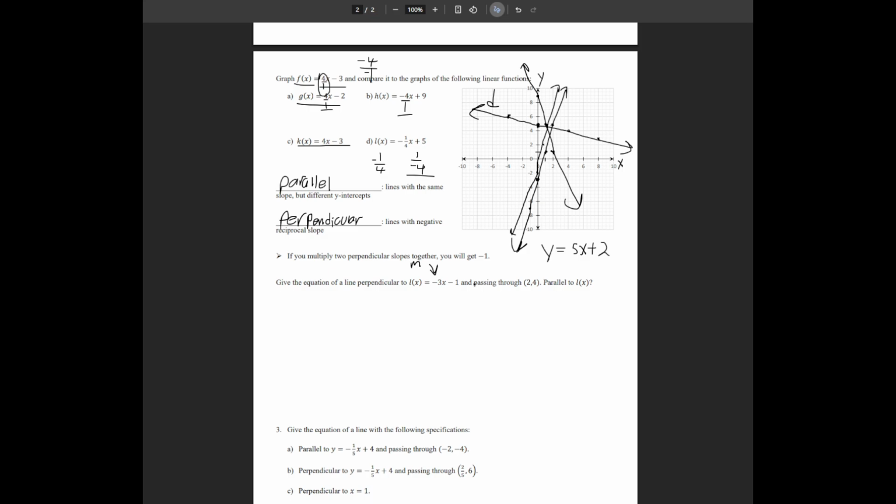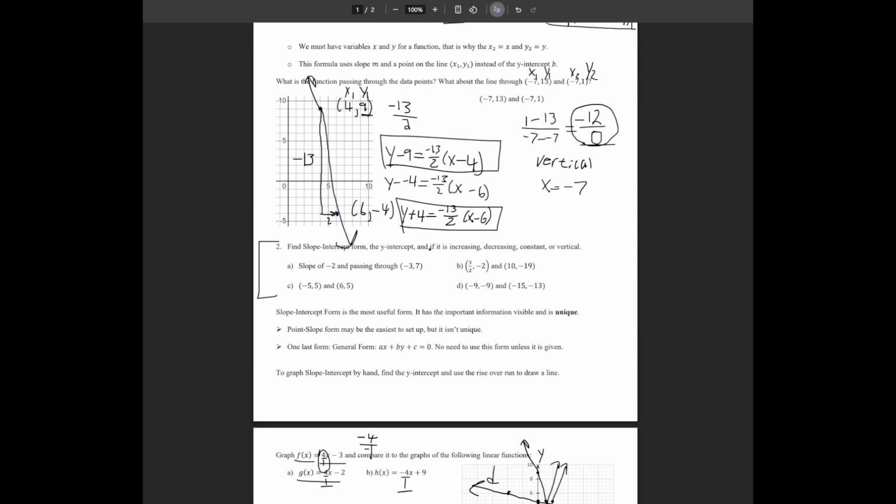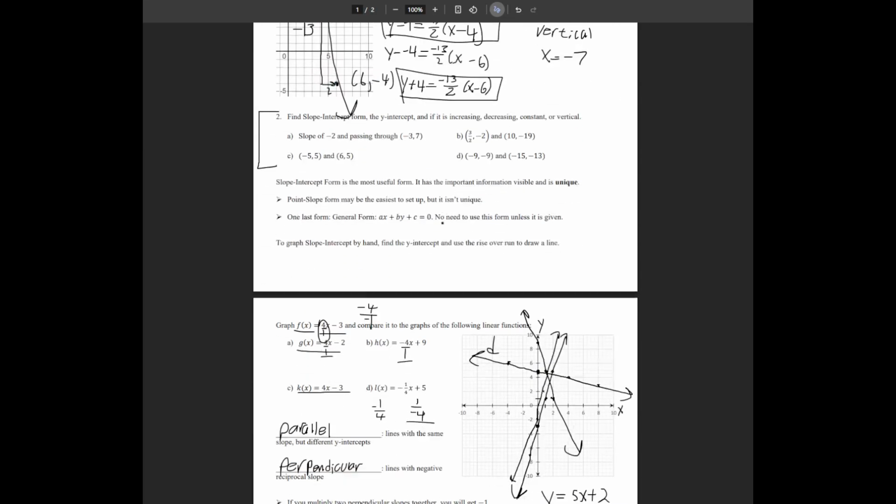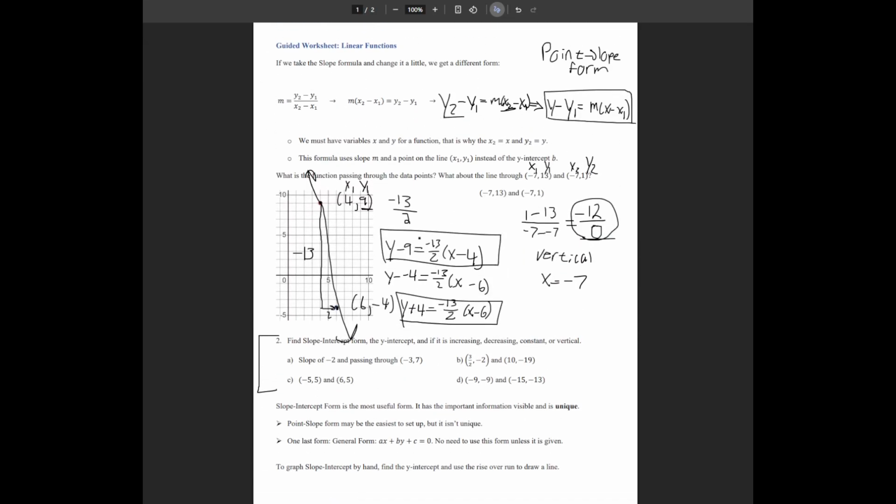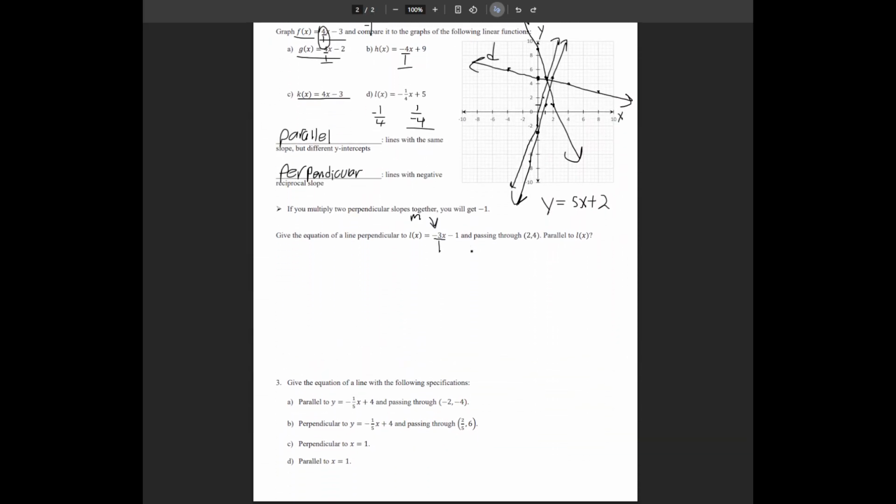This is going to be the key to finding these equations. If I want a line perpendicular to that, first of all, this isn't written as a fraction, so I'm going to write it as a fraction. Anytime you have a whole number as your slope, you can always put it over 1. That's what I've been doing up here, and we did it for all of these. We didn't do it in this one previously because we already had a fraction. So -3/1 is my slope.